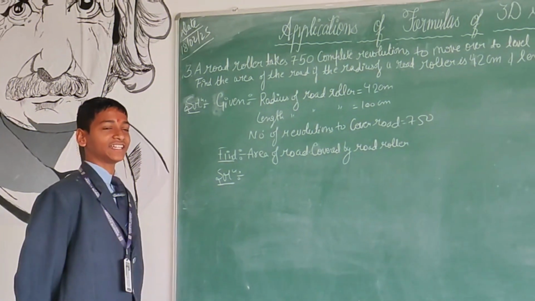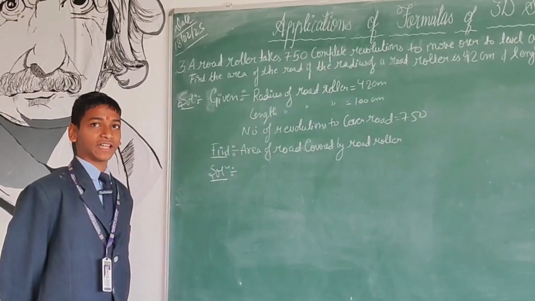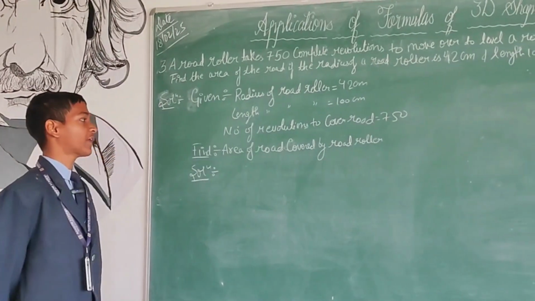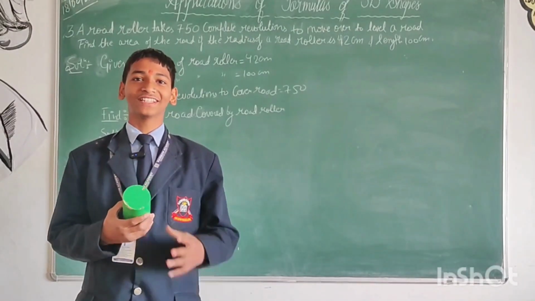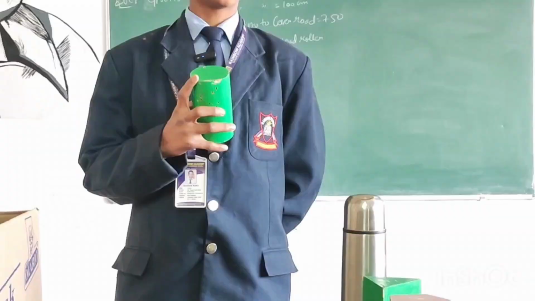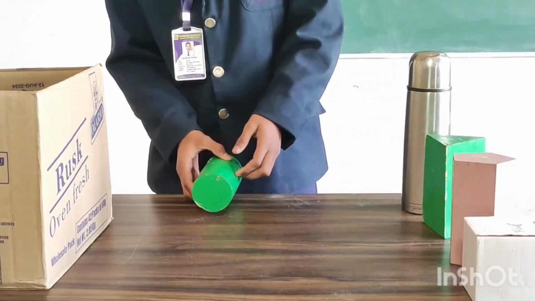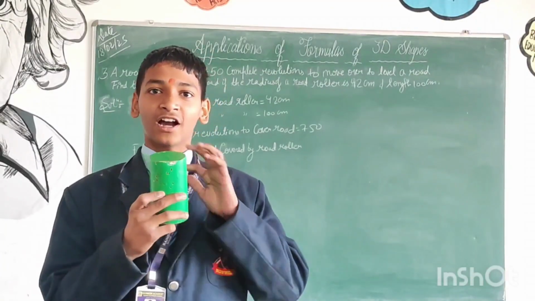So here it is given a road roller of radius 42 centimeter and height 100 centimeter, and it takes 750 revolutions to cover the road. So we have to find the area of the road. We all know that the road roller is in the shape of cylinder, so we can take this cylinder as an example. So when we roll this cylinder on the table, it only covers the curved part. So we will find the curved surface area of the road roller.